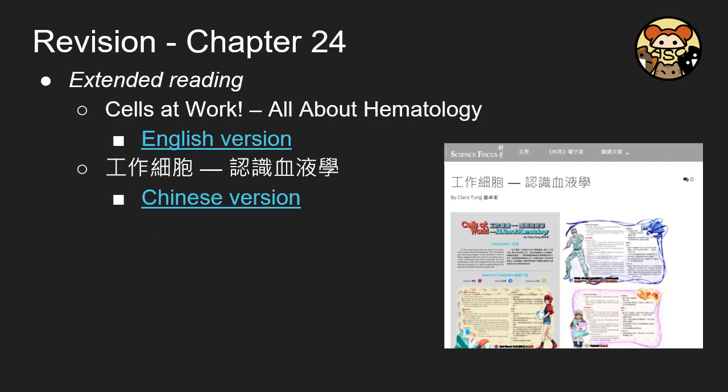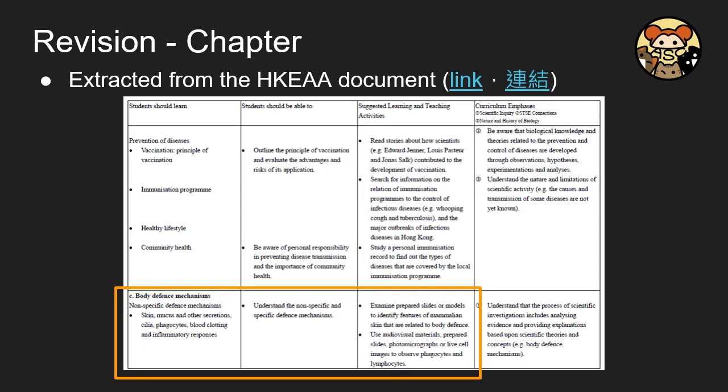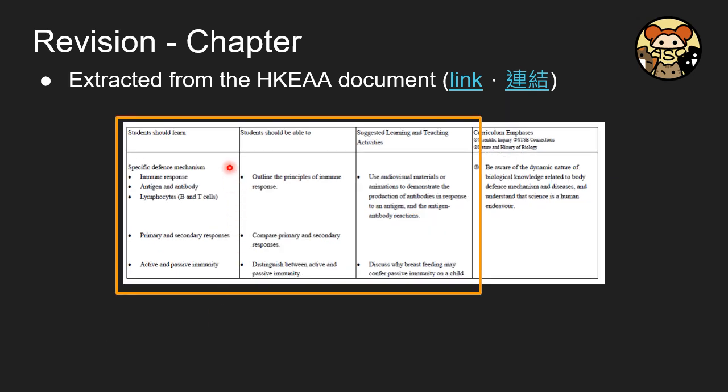So if you would really like to know more, I strongly recommend you to complete your reading of Cells at Work, and there is a short reading produced by Science Focus, a journal produced by HKUST, and there are both Chinese and English versions if you would like to know more about immunology and also blood. So here is an extract of the HKEAA document, and you have to know about non-specific defense mechanism, specific defense mechanism, primary and secondary response, and also active and passive immunities.